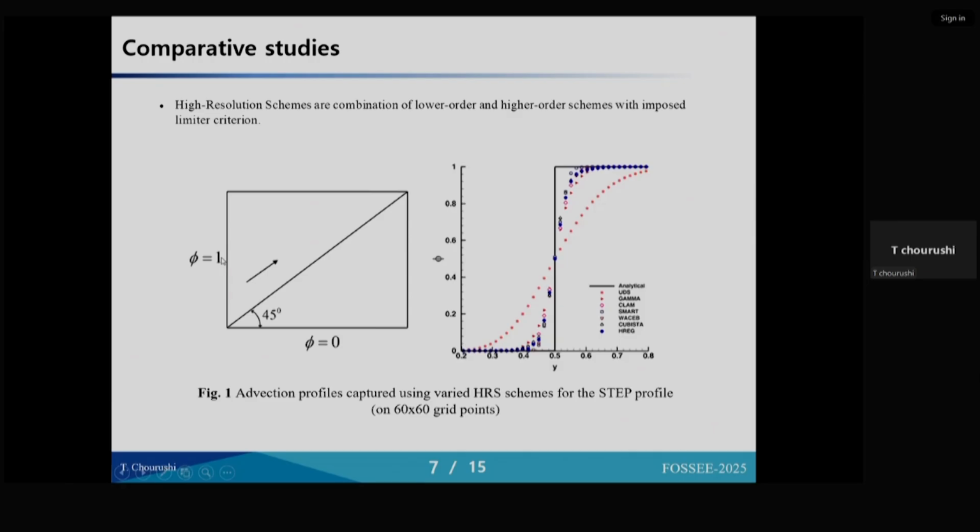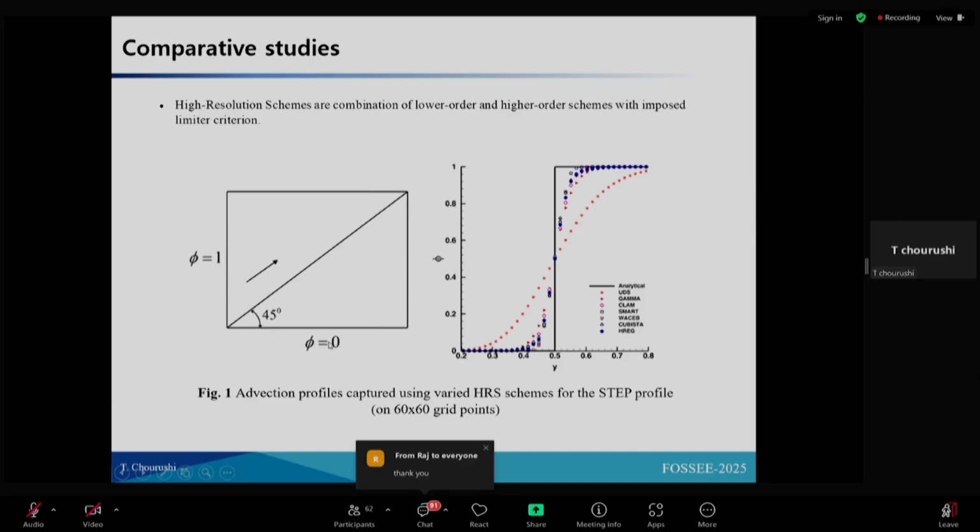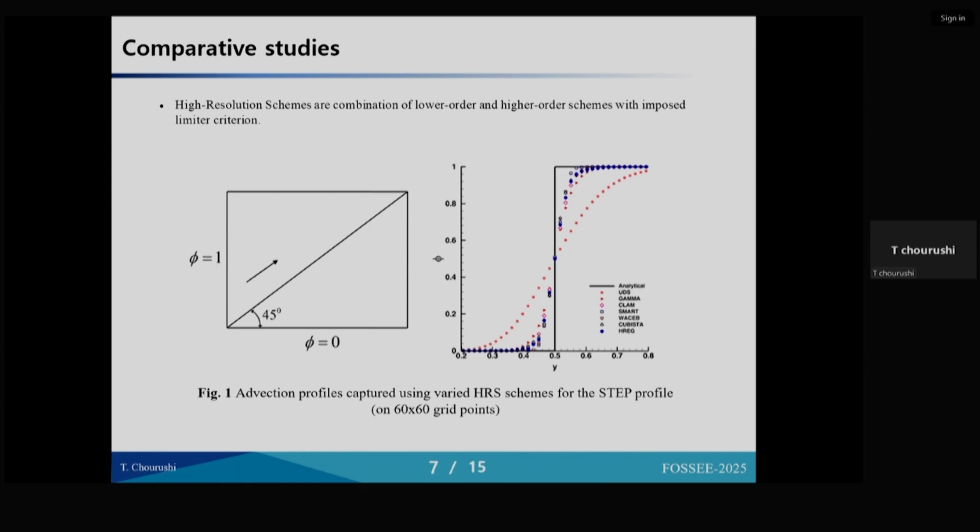One is phi equal to 1 and the other condition is phi equal to 0. If I have such a case, you see there is a diagonal separating these two transport conditions, which are totally different. Above the diagonal, all values are 1, and below the diagonal, all values are 0. And this angle I have set as 45 degrees.